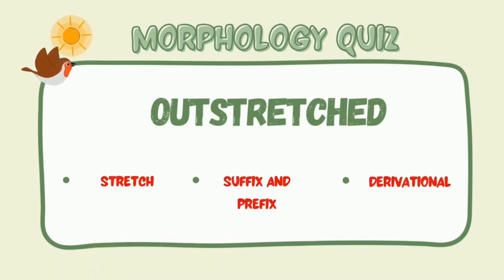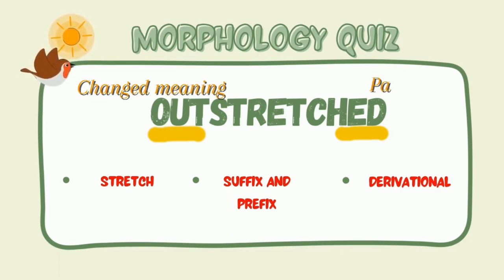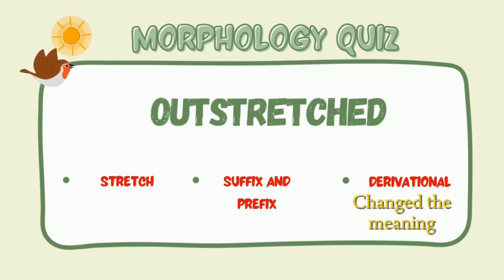So, the root word is "stretch", which is a verb. When we add the prefix "out-" and the suffix "-ed", it becomes "outstretched". The prefix "out" implies stretching outwards, while the suffix "-ed" makes the verb past tense, indicating the action has already happened. Since the prefix "out" changes the meaning, this is a derivational morpheme because it changes both the meaning and the grammatical form of the original word.